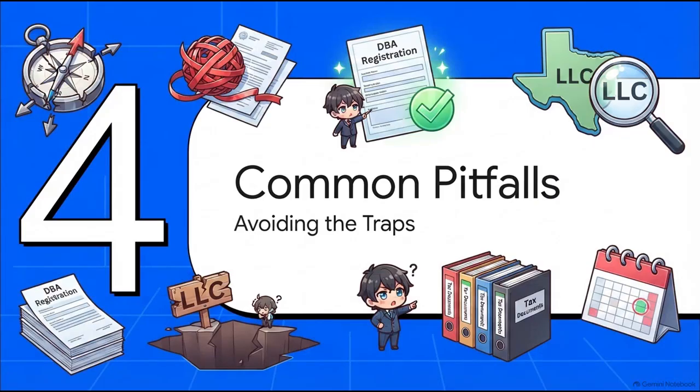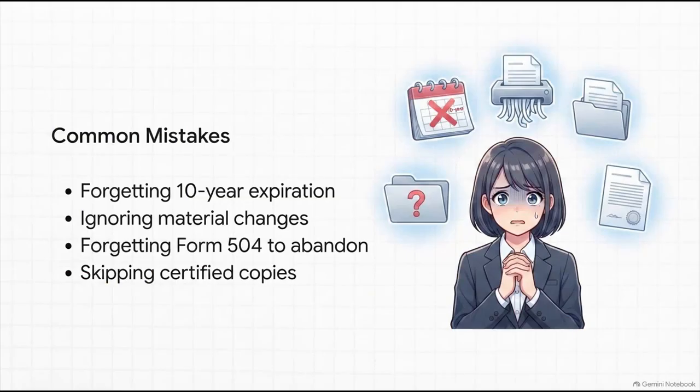Next up, Section 4, Common Pitfalls and Tips. Avoiding the traps. Okay, let's talk about the most common, easily avoidable mistakes business owners make. First, forgetting the 10-year expiration. DBAs do not auto-renew. You have to proactively refile.